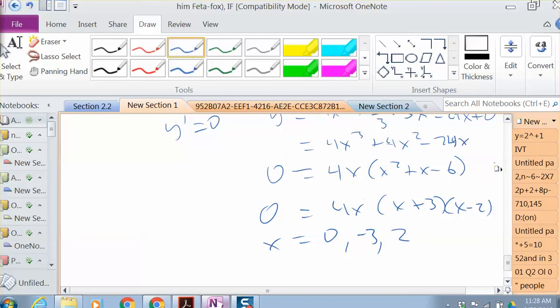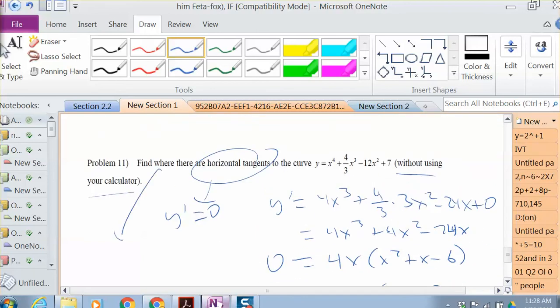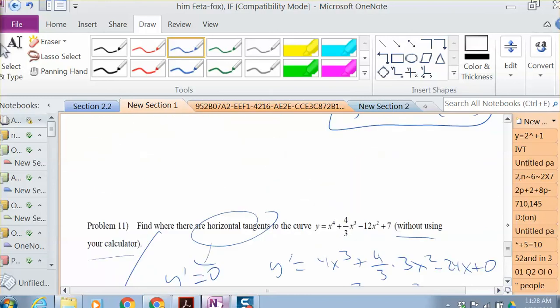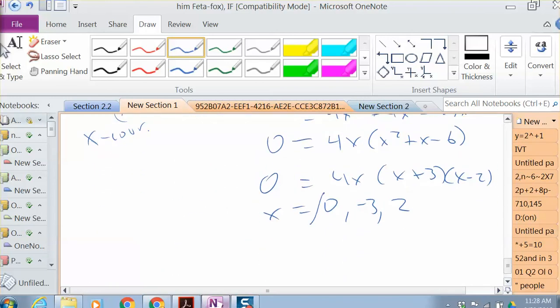So those are the places. Because they said find where, it means I want the x-coordinates. I want the places where I can have horizontal tangents on that funky curve. And you get 0, negative 3, and 2. You could graph this in the calculator and kind of see for yourself.